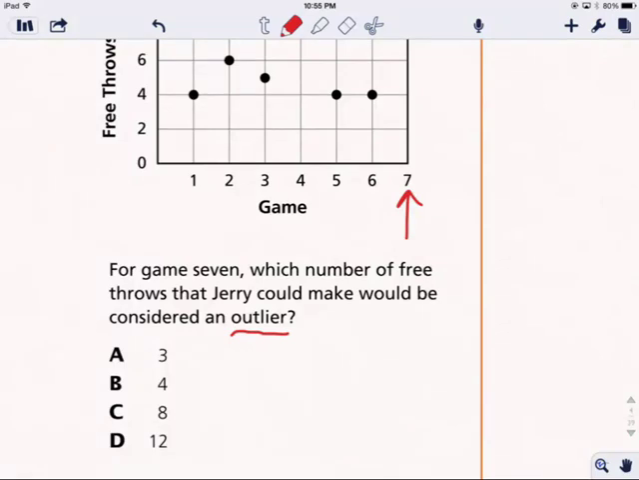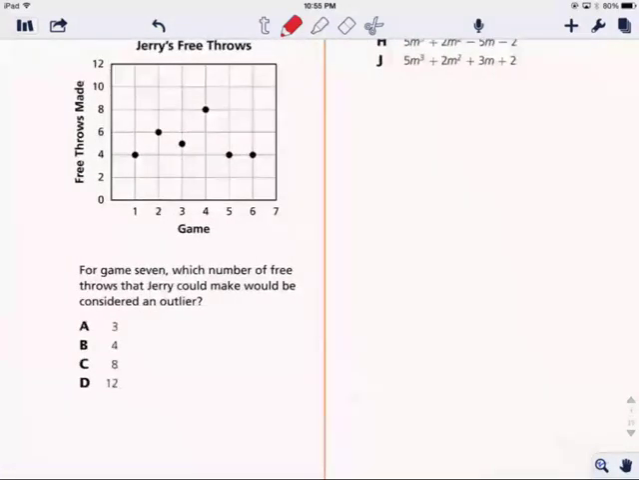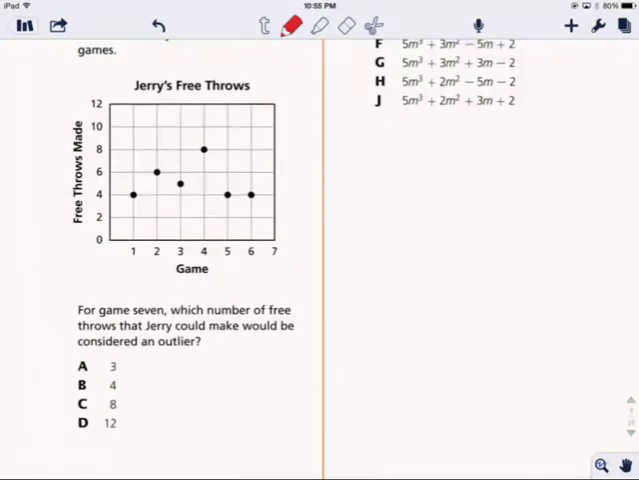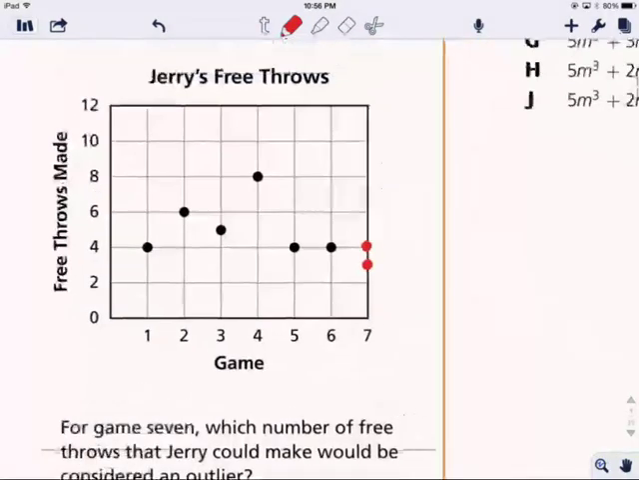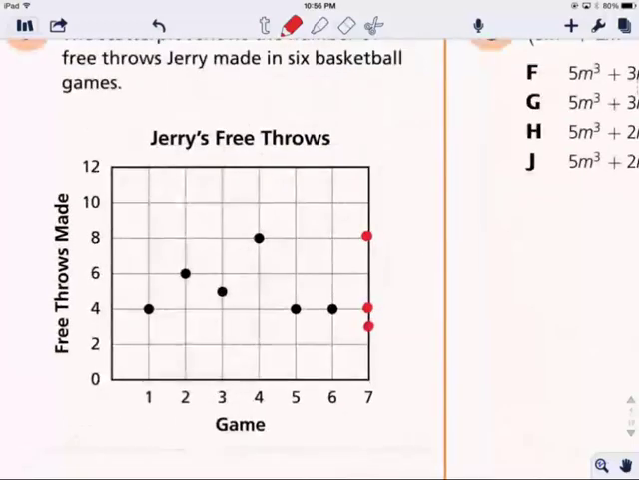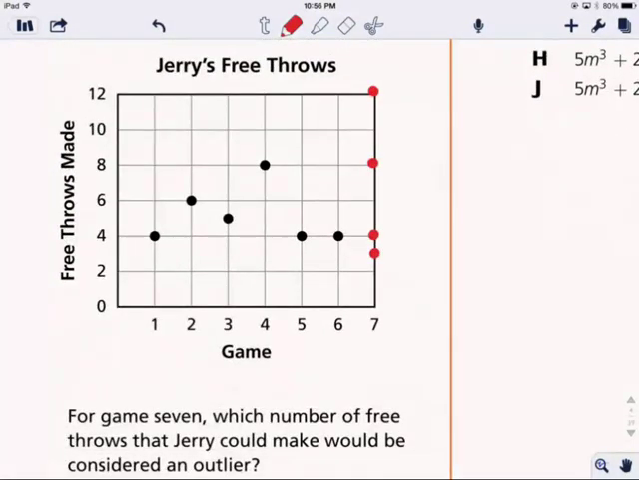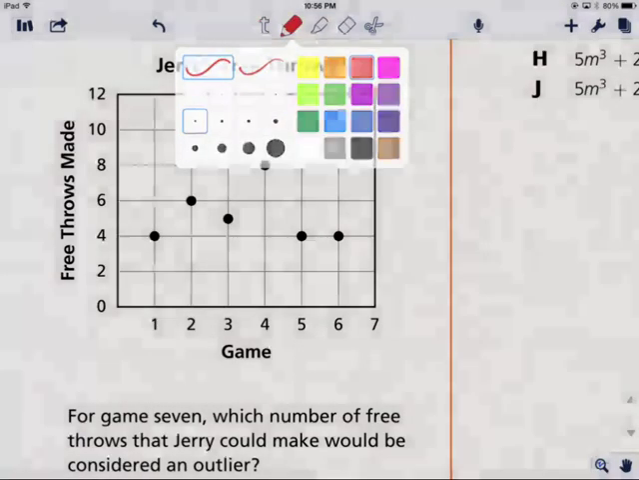So this word outlier means that it stands alone. It stands apart from the rest of the data. I hope that this one is pretty intuitive to you, even if you've never seen this word outlier in a mathematical context. What I would recommend you do is just plot each of the numbers. 3 would be right here, 4 would be right here, 8 would be right here, and 12 would be up here. Now, which of these numbers appears to lie outside of the given data? Well, I hope it's pretty clear that it's 12, right? 12 is way up here.